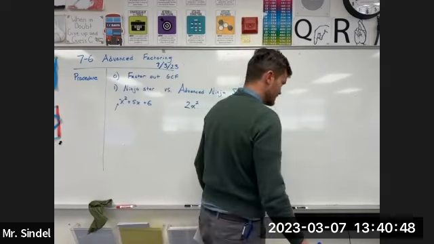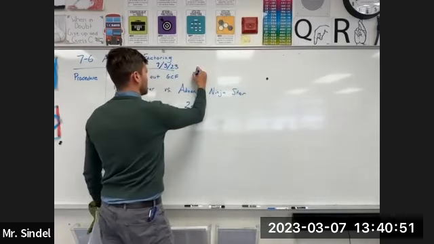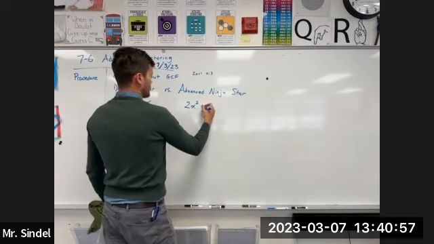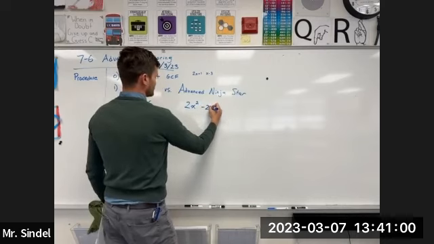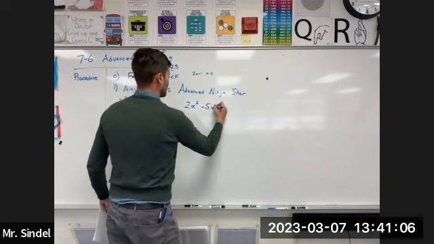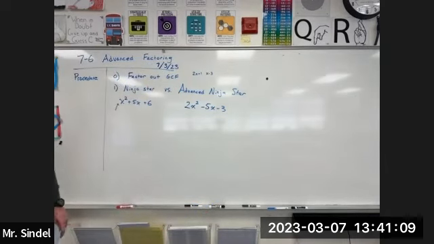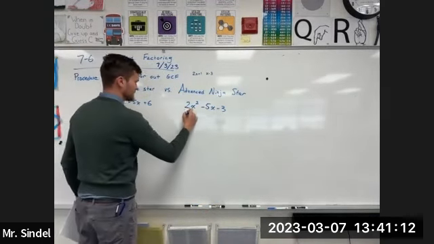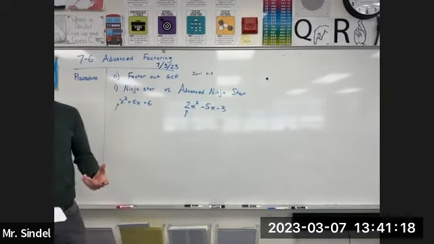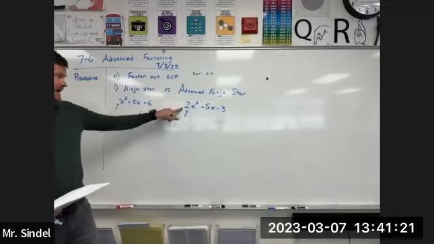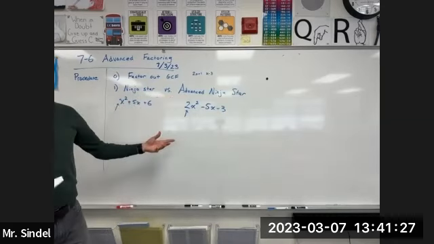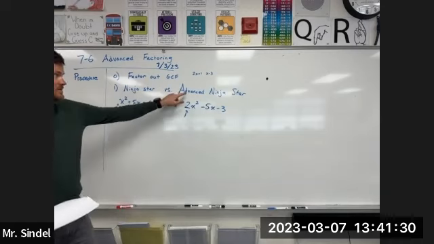An advanced ninja star problem would look like this: 2x squared minus 5x minus 3. The reason that this would be an advanced ninja star is because I've already factored out the greatest common factor. 2, 5, and 3 are all known as co-prime, meaning you can't factor anything else out. And we have a number here. No number, ninja star. Number, advanced ninja star. That's the distinction. So today, we're doing the advanced ninja star.